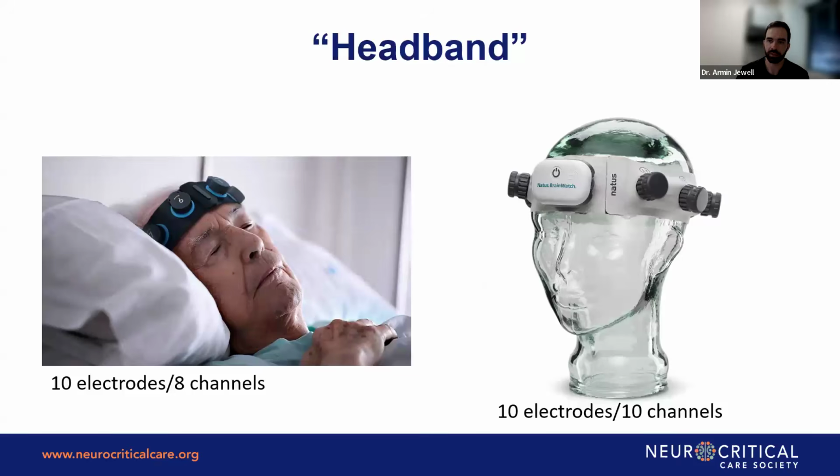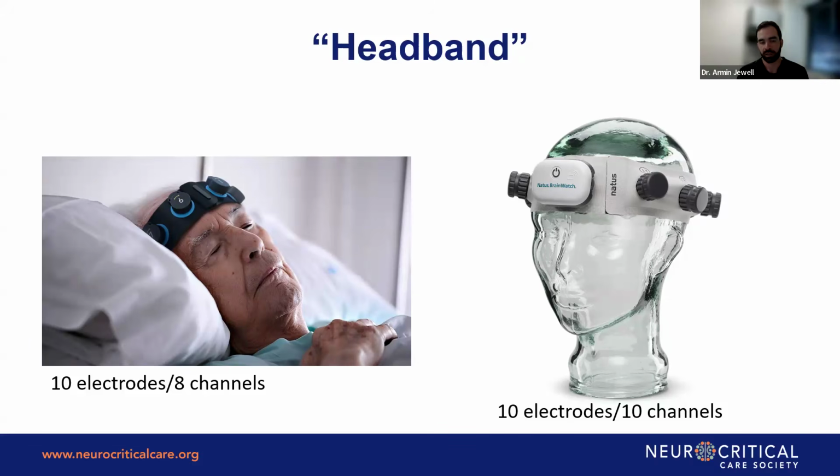Here are some examples. The initial point of care EEGs that were developed were, quote unquote, headband EEGs. As you can see from the displays, it's a headband. It goes around the front of the forehead, around the side, towards the back. It involves a certain number of channels. You can see the list of the numbers there.